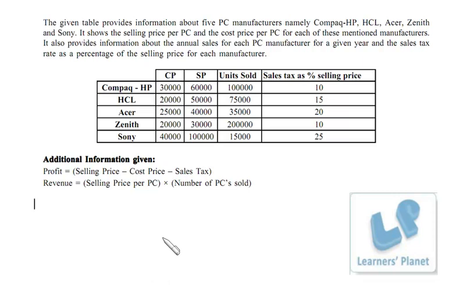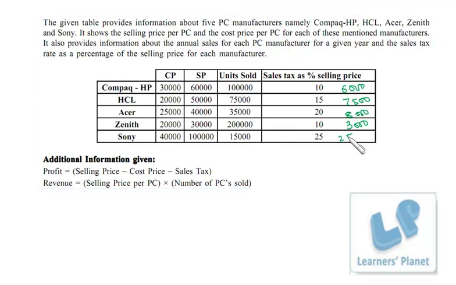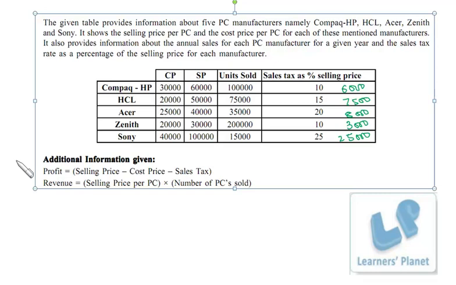Okay, so here 5 companies, cost price and selling price, units sold, sales tax as percentage of selling price. So we can write down the sales tax in absolute number. 10% of 60,000, that must be 6,000. 15% of 50,000, 7,500. 20% of 40,000, 8,000. 10% of 30,000, 3,000. 25% of 1 lakh, 25,000. So that is the sales tax amount for all these companies.